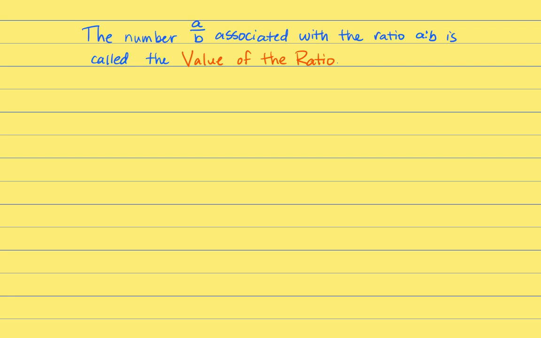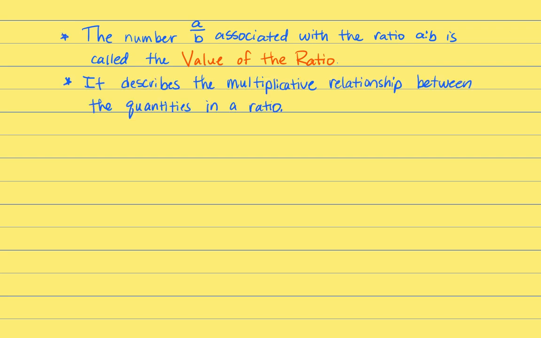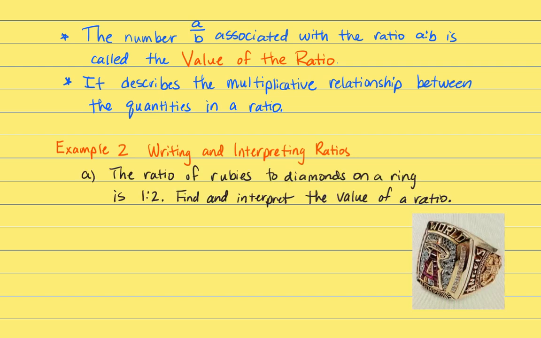All right, on to the next section of 3.1. So the number A over B associated with the ratio A to B is called the value of the ratio. It describes the multiplicative relationship between the quantities in a ratio. Let me better help you understand this with example 2, writing and interpreting ratios.